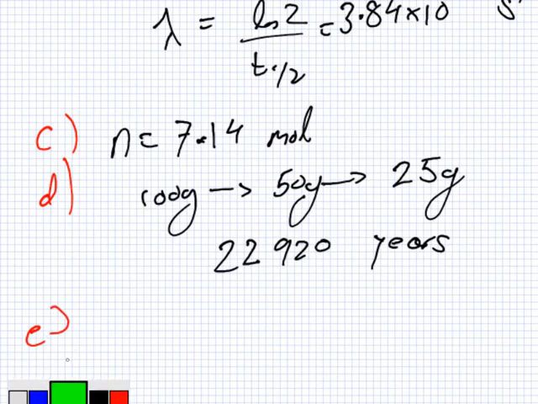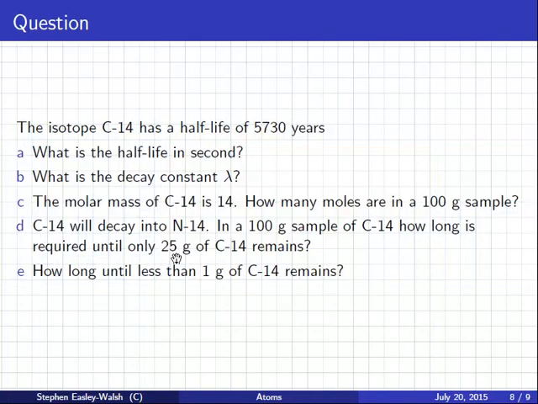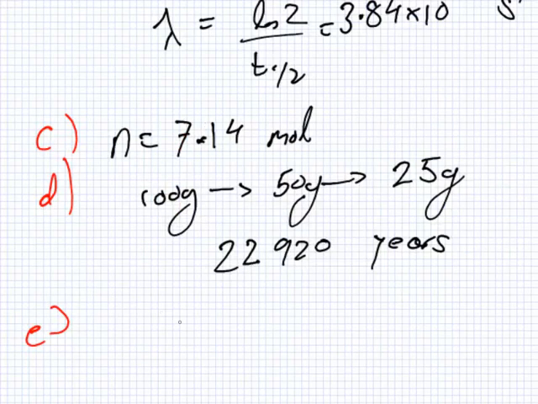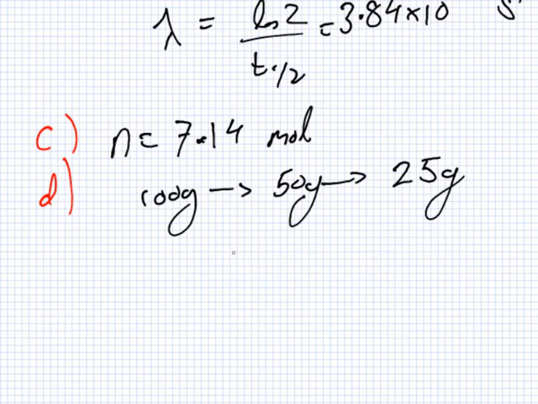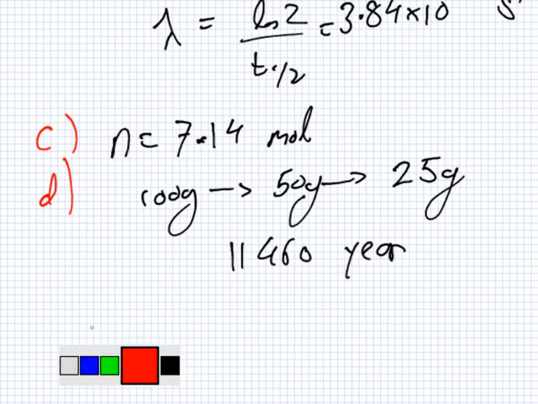Like he asked for 1 gram. No, that was part E. Part D is 25 grams. Now part E is 1 gram. So for part D, you multiply by 2 half-lives, isn't it? Maybe I mistyped it. Sorry, it's not that number, it's 11460 years. Thank you. Okay.